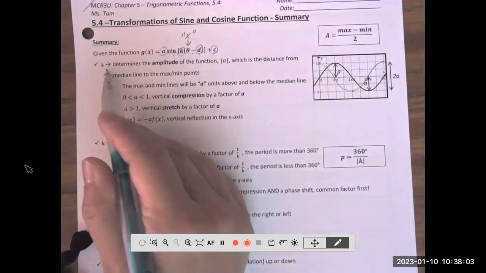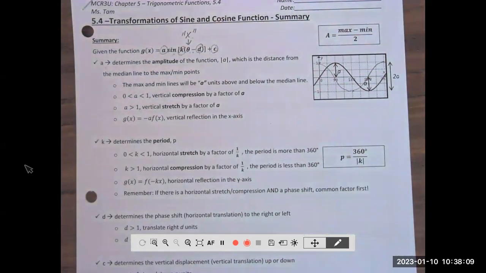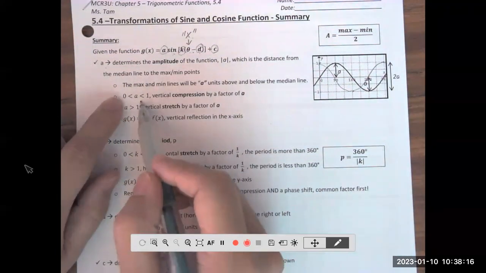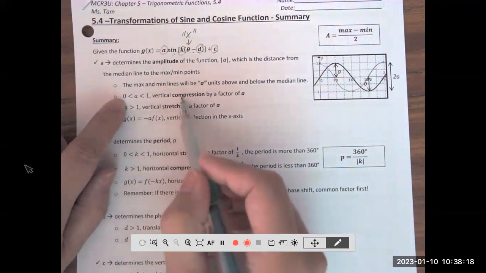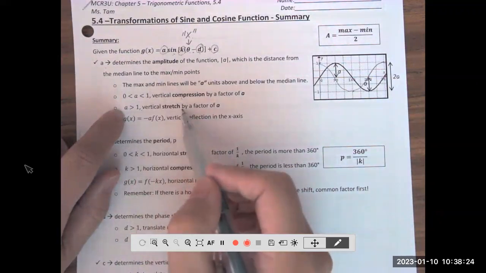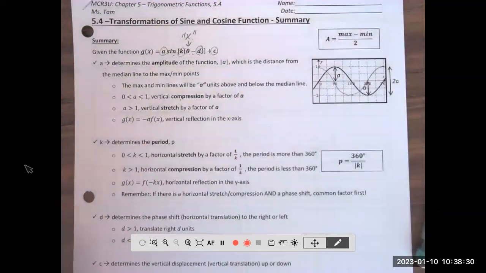So as a reminder, what does a do to our function? What we saw before is that it caused vertical stretches or compressions. In this case, it's still going to do the same thing. If a is between 0 and 1, there is a compression. If a is greater than 1, there's going to be a vertical stretch. If a is negative, there's going to be a reflection. This also helps you determine the amplitude.